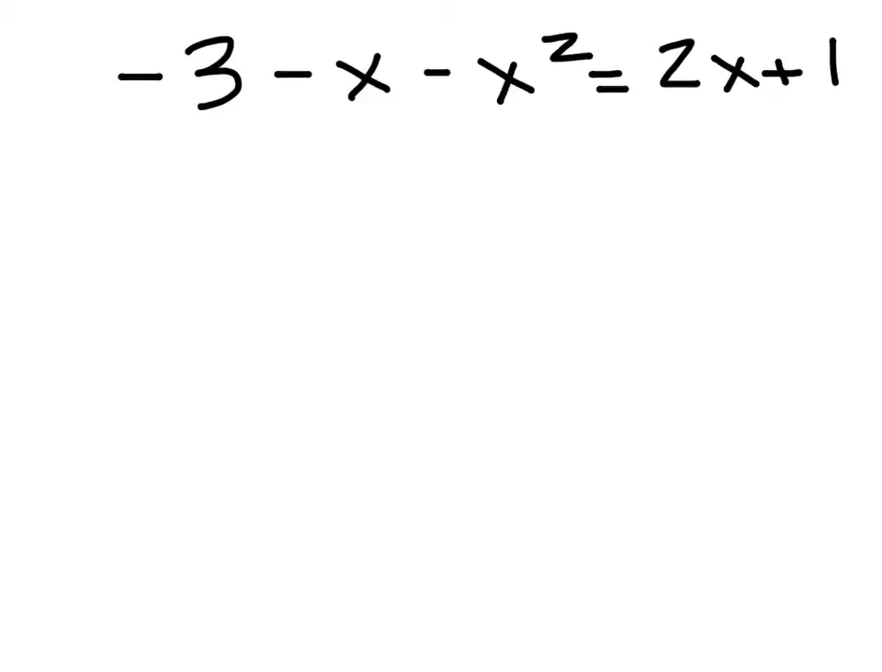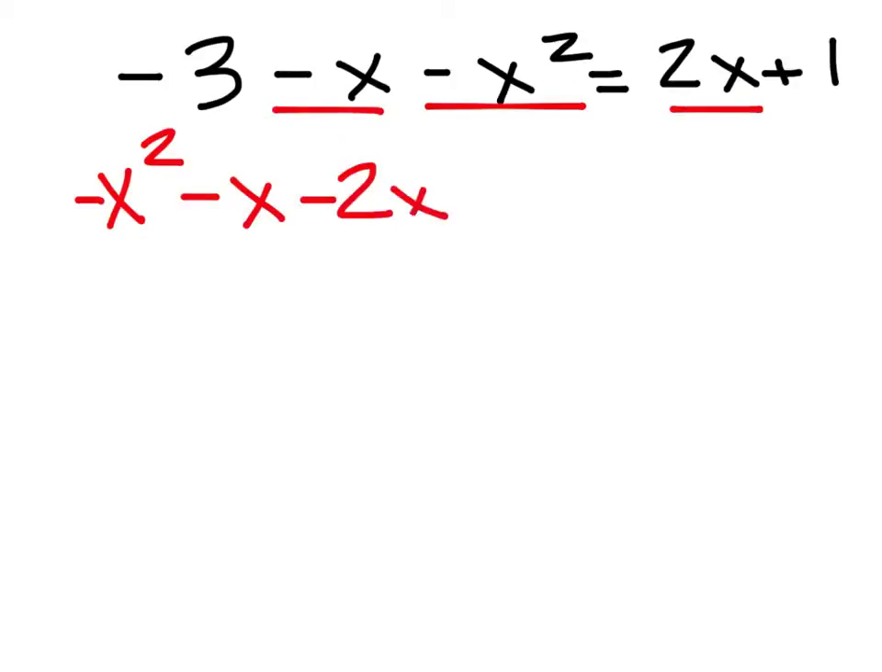You need to write your negative x squared as the first term. Minus x. And then bring your 2x over and make it a negative. It's negative 2x, all right. Keep your negative 3 where it's at, and then move your positive 1 over and make it a negative 1 instead of equal to 0. That's right. Make sure you put everything on one side and put it in the right order.